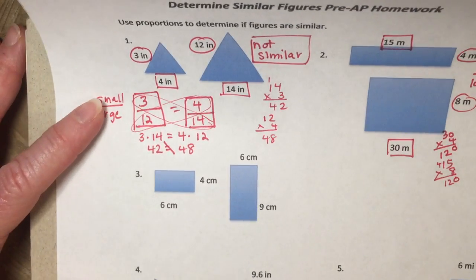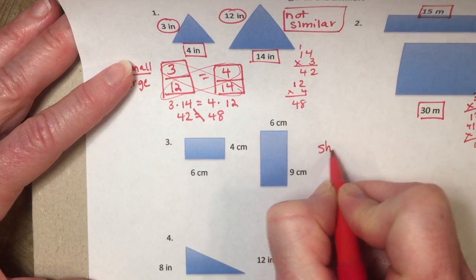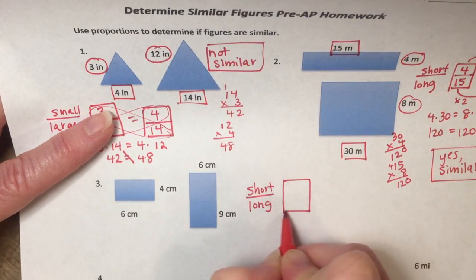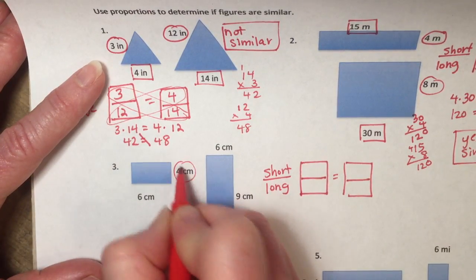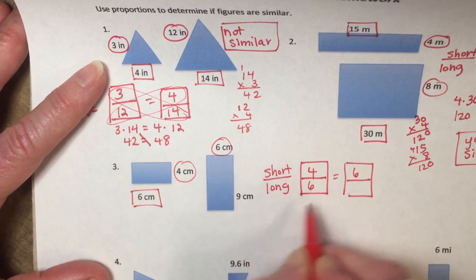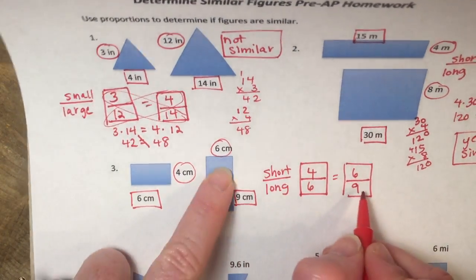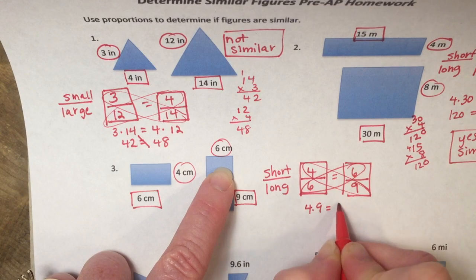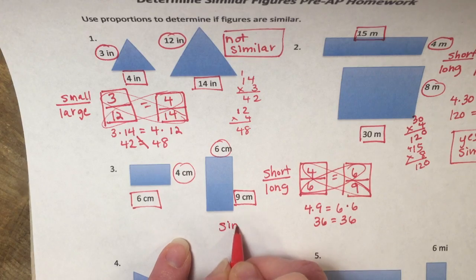All right, number 3, I'm going to do short to long again. My short sides are 4 centimeters and 6 centimeters, and my long sides are 6 centimeters and 9 centimeters. Then I'm going to cross multiply: 4 times 9 and 6 times 6. I know that these are both equal to 36. Since these are equal, these are similar.